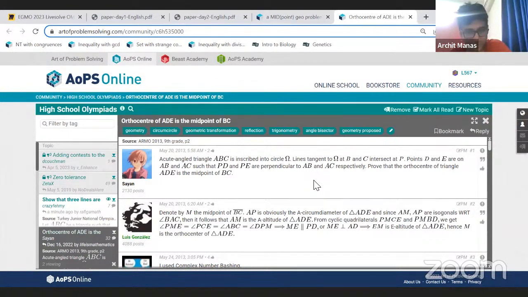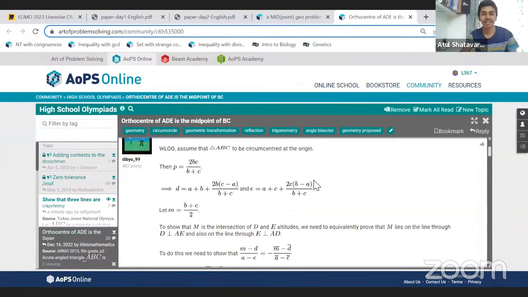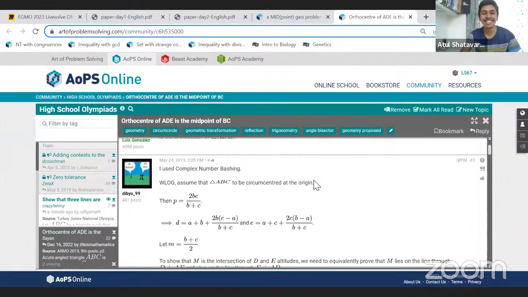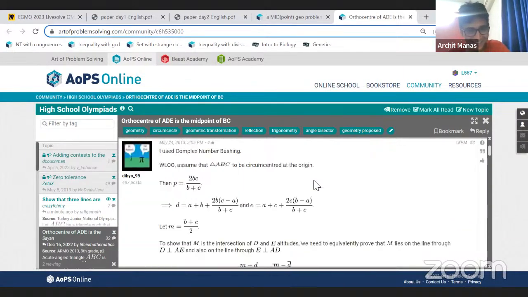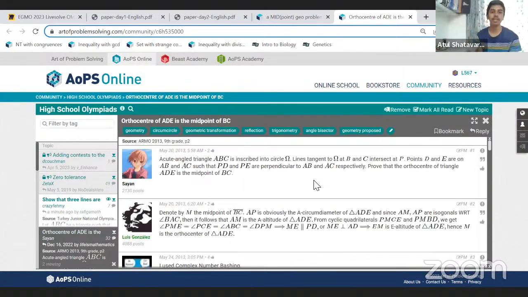I used complex number bashing. Who is that guy? Give him an upvote from my side, please. Yes, just give him an upvote. Okay, it's the same problem, but it's a different frame of reference. They took AKL as reference, and they said take tangents and drop perpendicular.